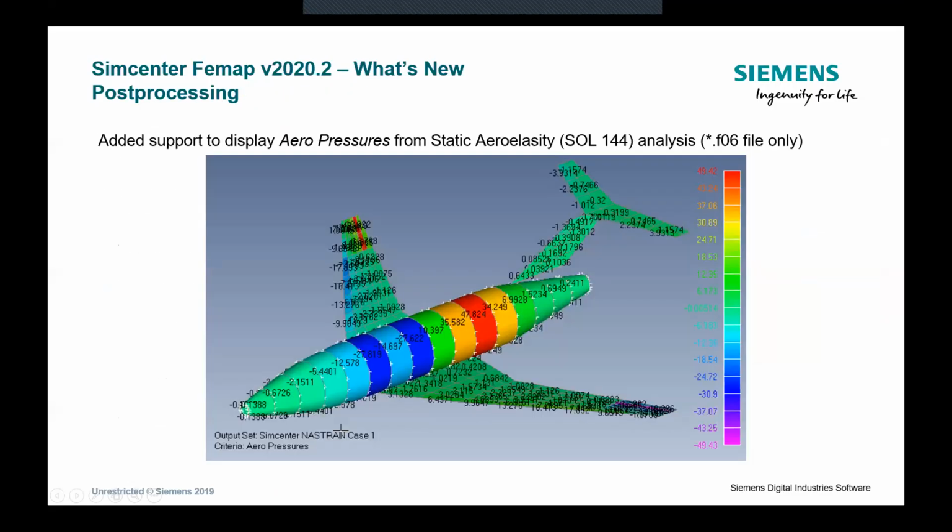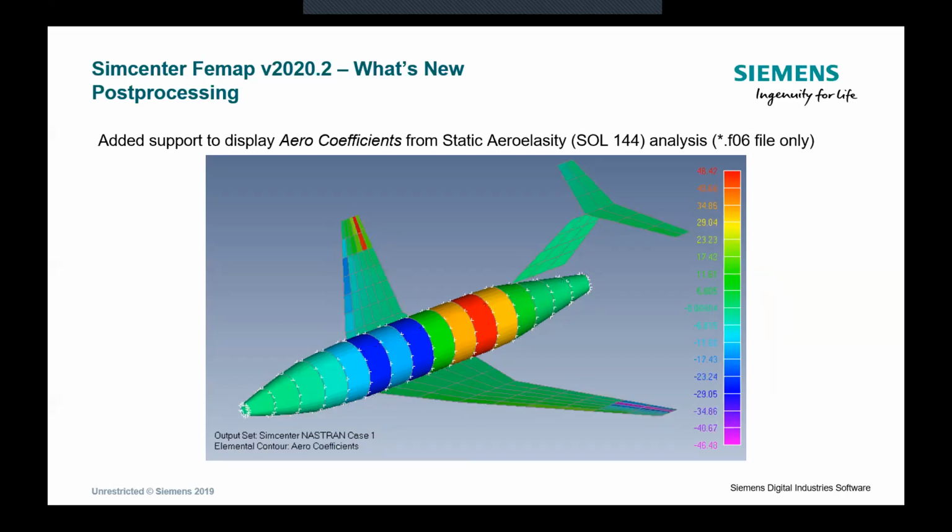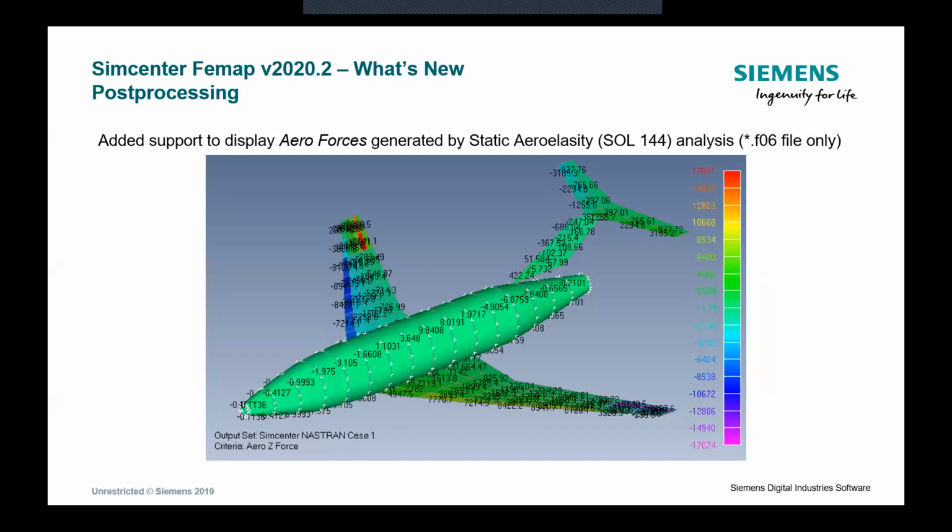Okay. For anybody doing aeroelasticity, static aeroelasticity, solution 144, we had support for the aero pressures, aero coefficients, and aero forces. Remember, these are only in the F06 file. So if you've been reading the OP2, these output quantities are not going to be read into Femap from there because they don't exist in the OP2.